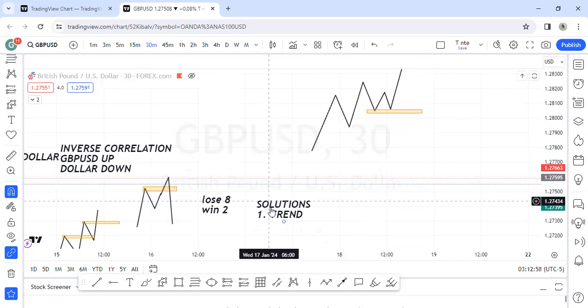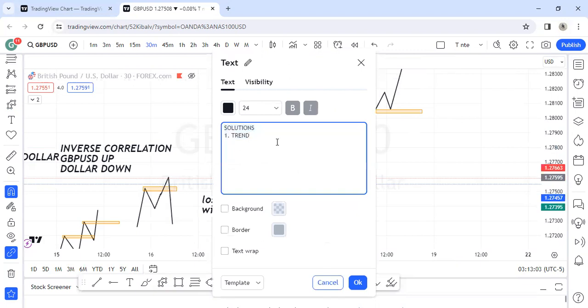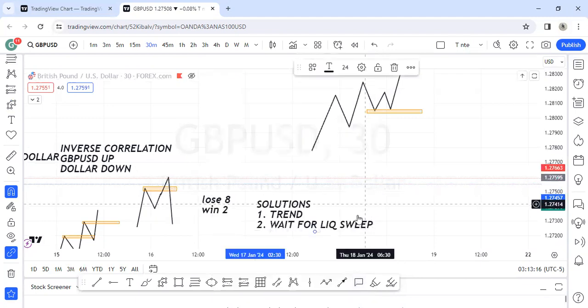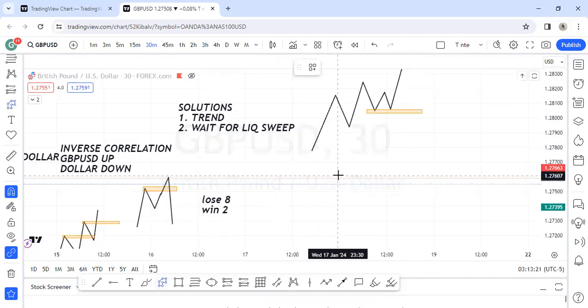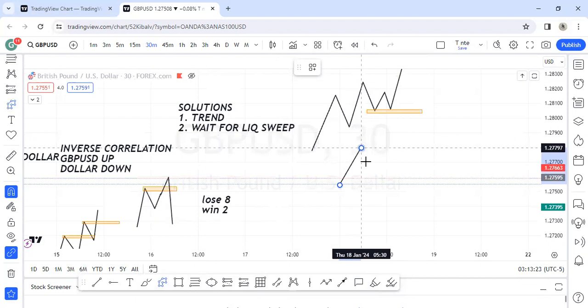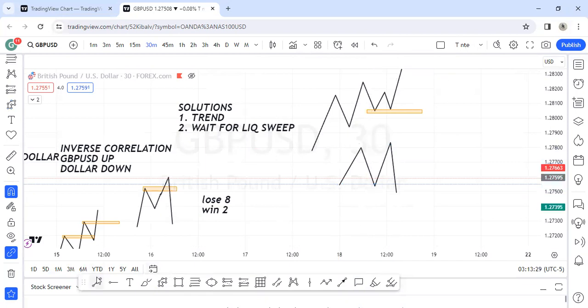Now, another solution to taking double tops and bottoms is number two. Always wait for what we call a liquidity sweep, right? Wait for the market to sweep liquidity. What do I mean? Always wait for a liquidity sweep before entering your trade. This is one of the ways you can increase your odds if you take double top and bottom trades. What do I mean? When you have a double bottom, wait for the market to sweep that liquidity before buying, right? Because the bank is targeting that.